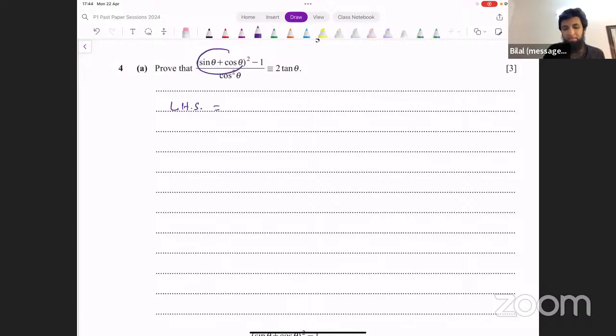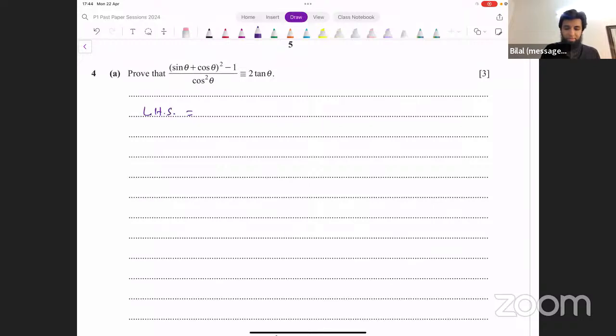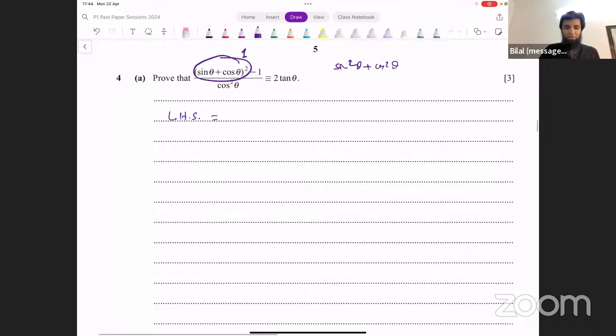Okay, so we've got (sine theta plus cos theta) whole squared minus 1, divided by cos squared theta. Now, don't confuse this with sine squared theta plus cos squared theta. This is not the same as 1, okay? Sine theta plus cos theta whole squared. First of all, you can expand it. Let's expand it and see what that gives us.